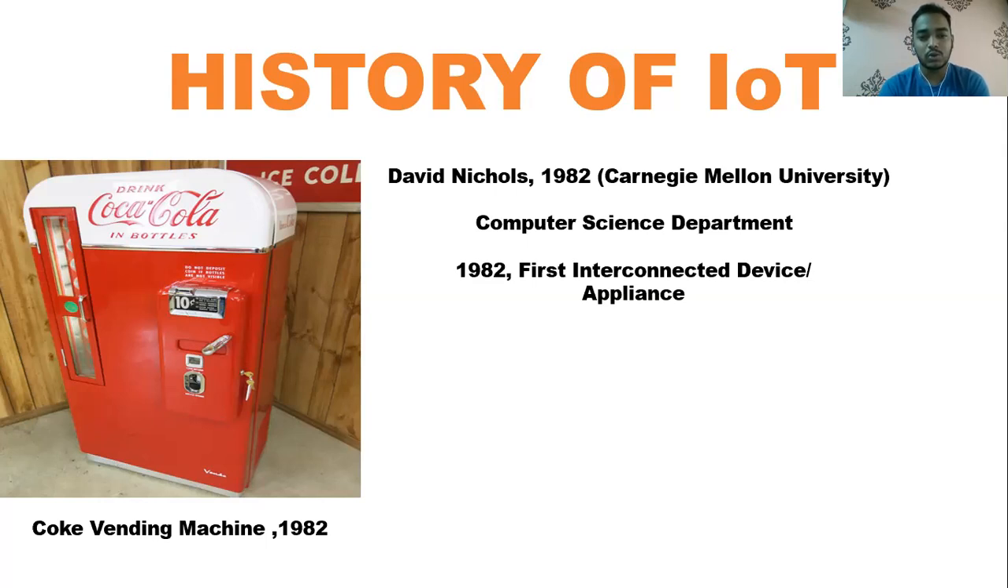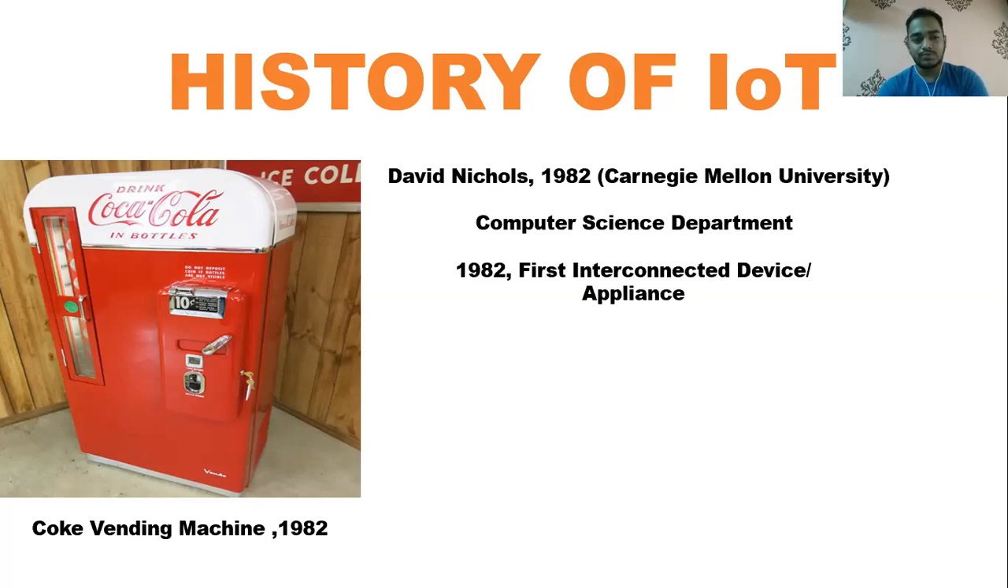When they went to drink Coca-Cola, they faced a lot of issues with that vending machine. Sometimes the machine had to be refilled. Sometimes the liquid, the Coke, would get warm because of some technical problems. So lots of issues were there. David Nicholas and his friends decided to remotely control that machine.